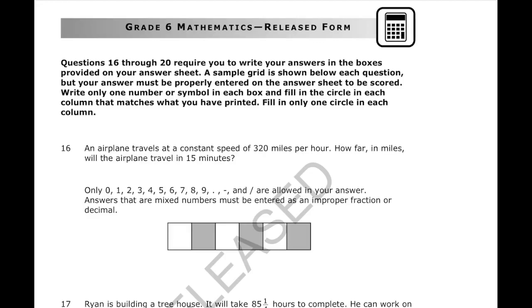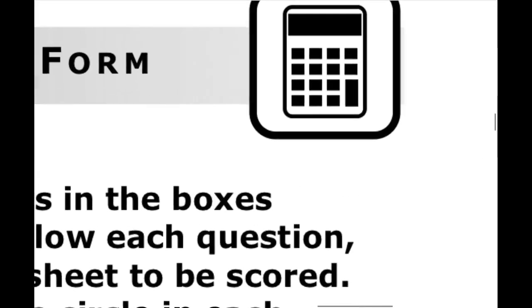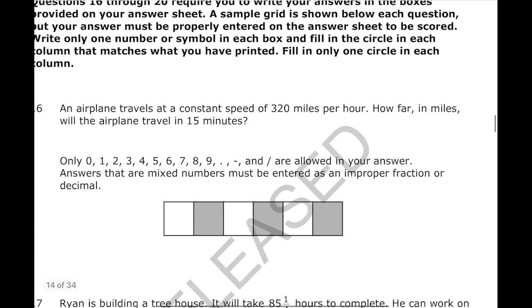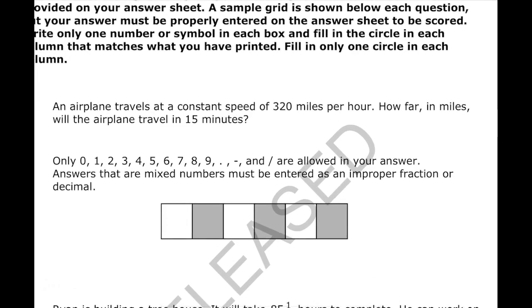All right, on number 16, we can actually begin using the calculator for our end of grade exam. So for this, we're going to start using our Desmos testing calculator. All right, so looking at number 16, it says an airplane travels at a constant speed of 320 miles per hour. How far in miles will it travel in 15 minutes?